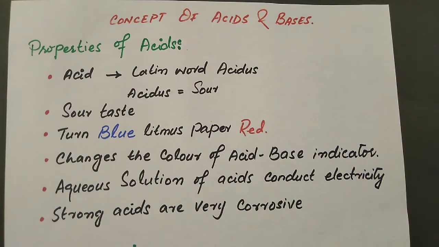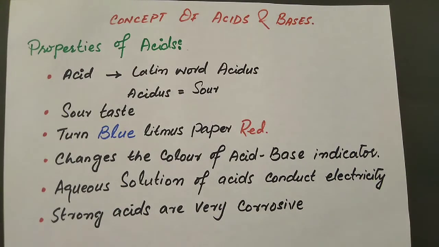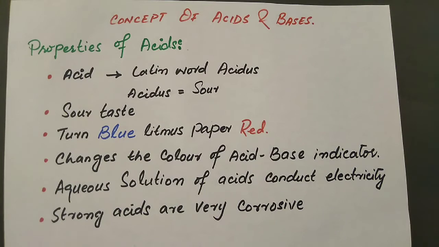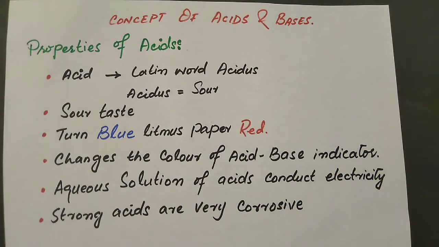Today we are going to start chapter number 2, that is acids, bases and salts, and we are going to discuss the concepts of acids and bases. But before starting the topic, concepts of acids and bases, first of all we are going to discuss some general properties of the acids and bases and what is the main difference between base and alkali. It will be the part of today's lecture.